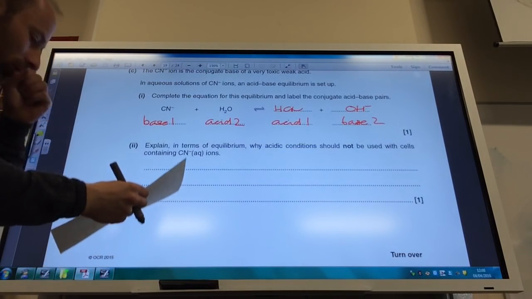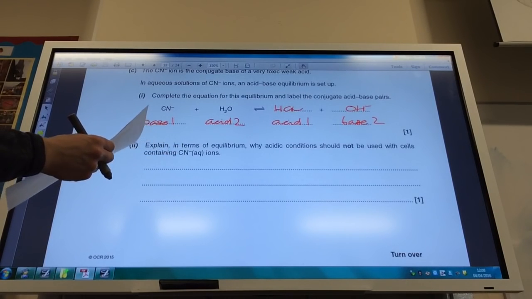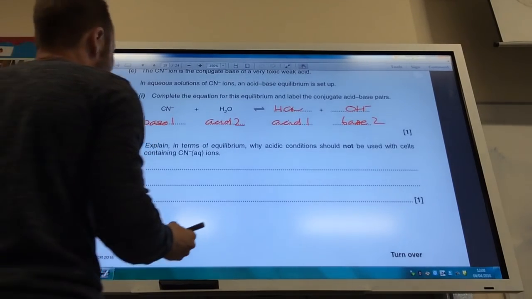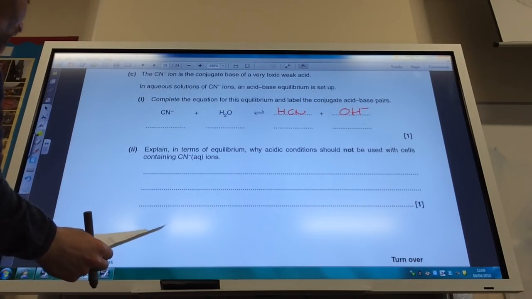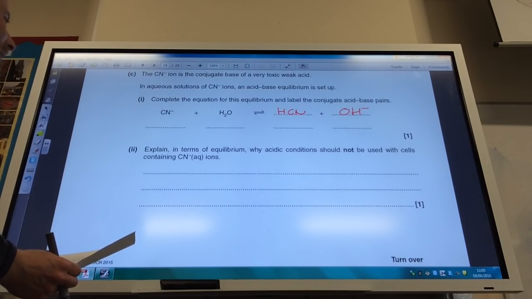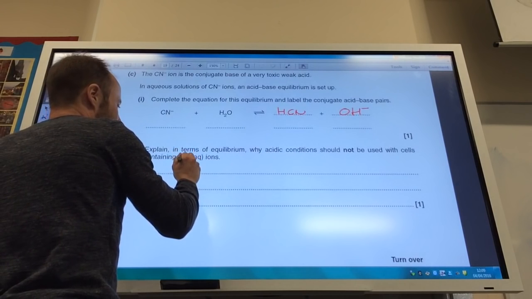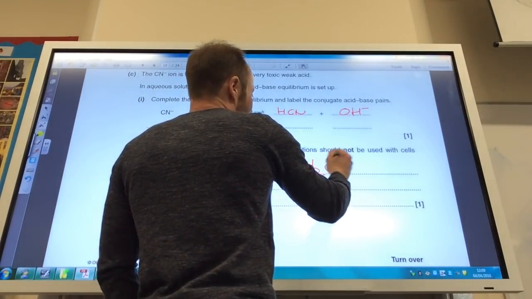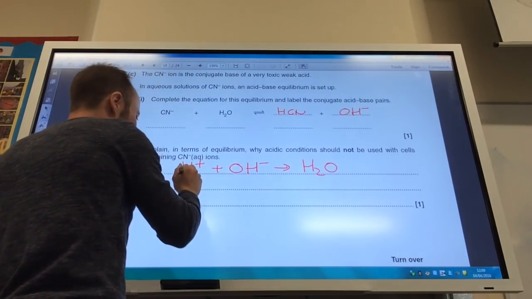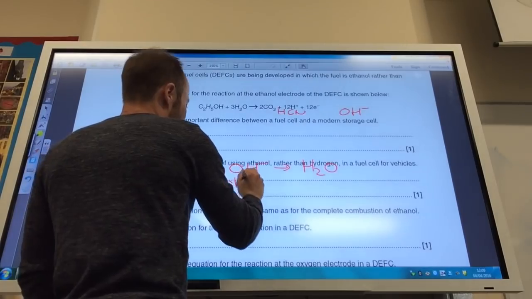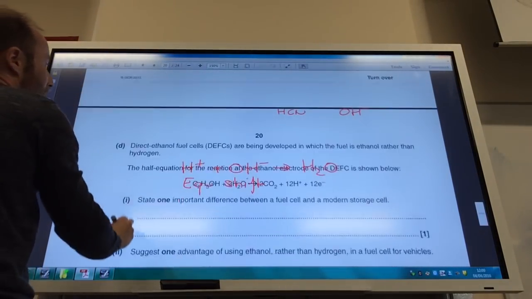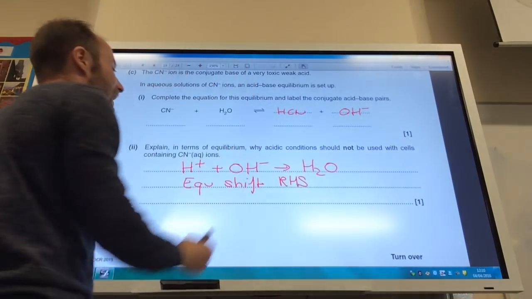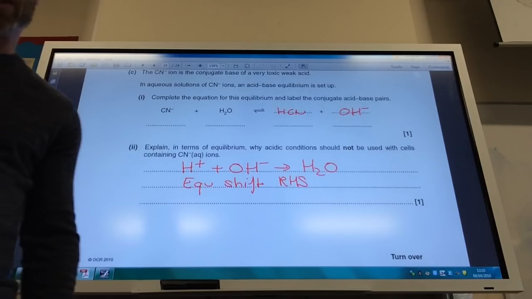Explain in terms of the equilibrium why acidic conditions should not be used for cells containing cyanide ions. Well, if you have a look at this equilibrium, if I add acid, H plus, it's going to react with my hydroxide ions to give me water. So my concentration of hydroxide is going to decrease. My equilibrium will shift to the right-hand side, which means I make more hydrogen cyanide. So it shifts to the right-hand side to produce hydrogen cyanide.